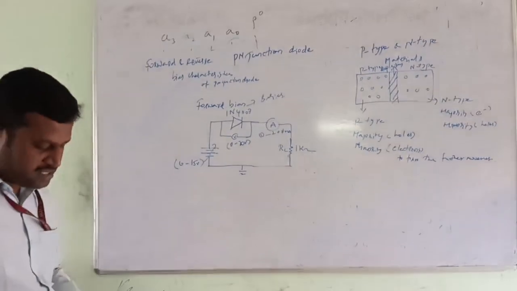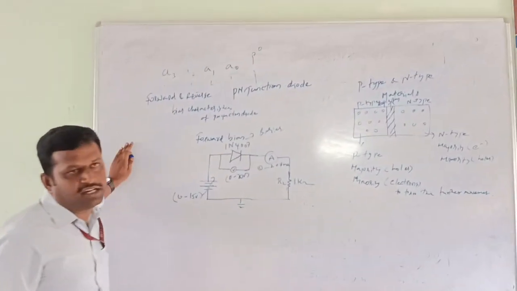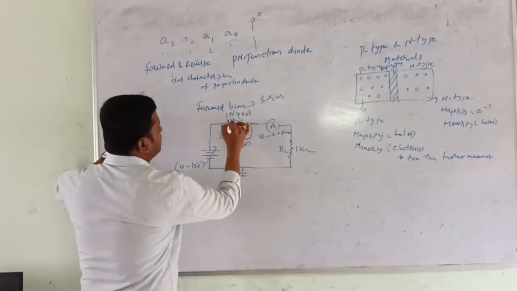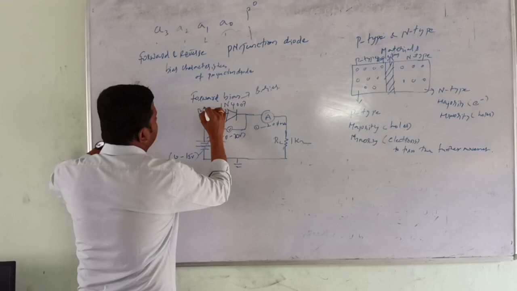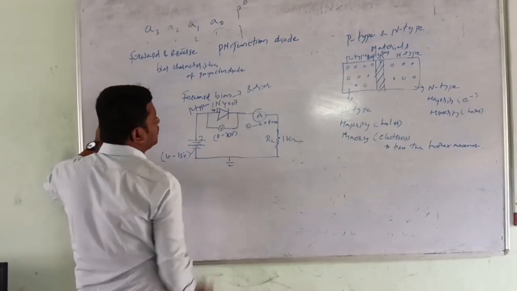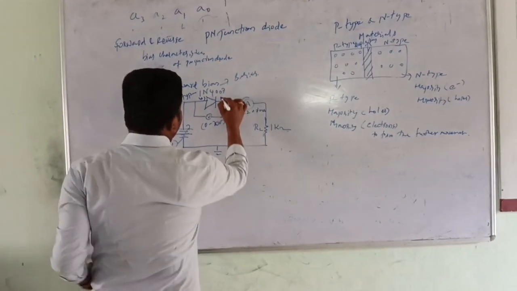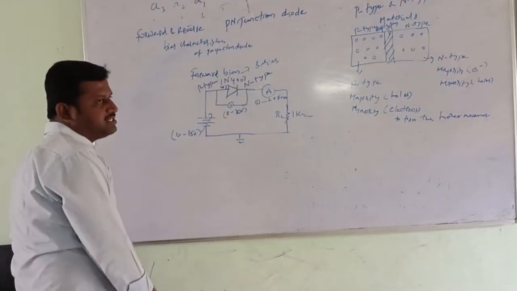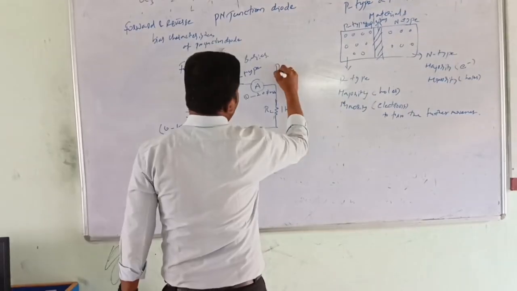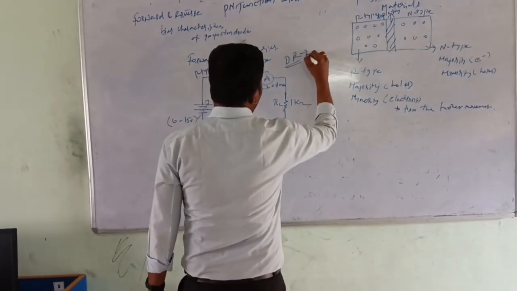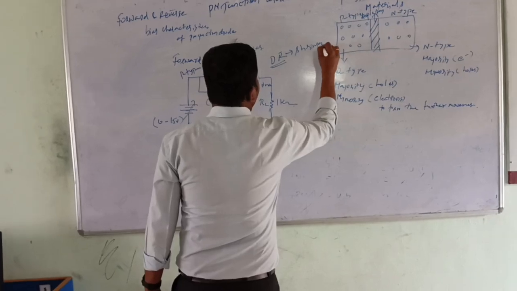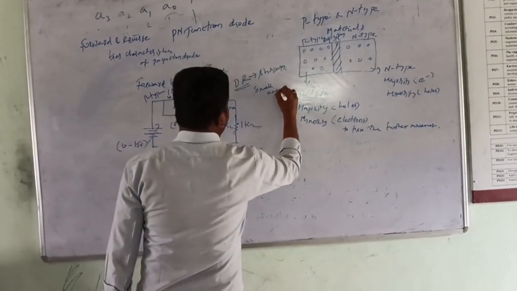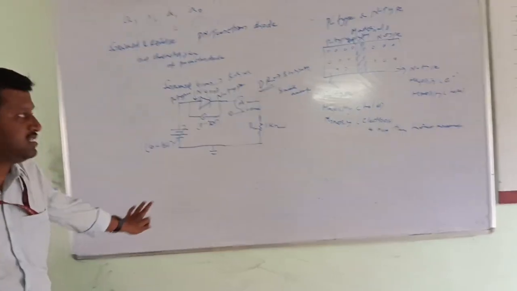This is the forward bias. Here in the diagram, the positive terminal is connected to the P-type and the negative terminal is connected to the N-type. In the forward bias, the depletion region shrinks. Shrinks is nothing but it becomes smaller.